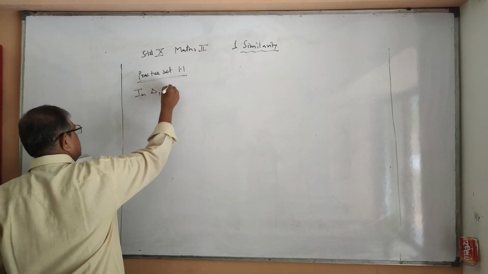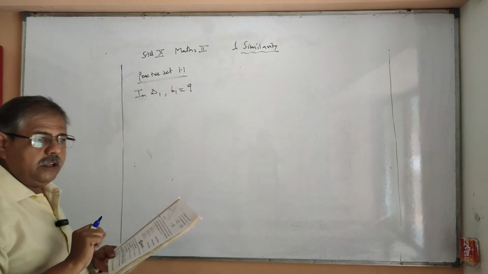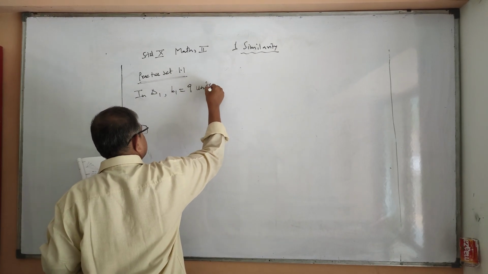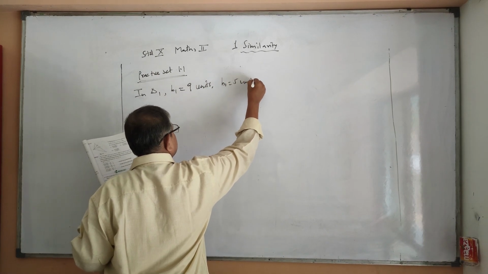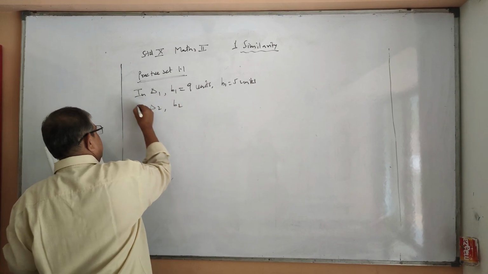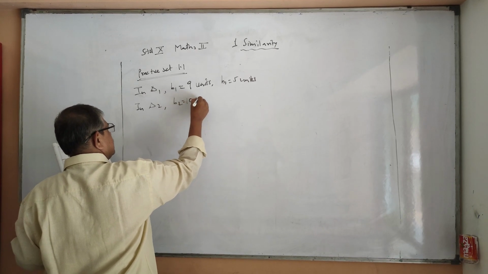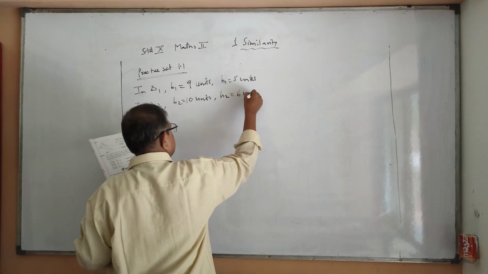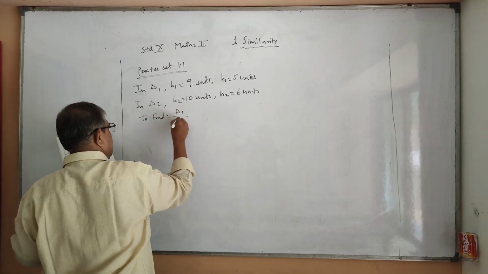So I can write this as: in triangle 1, B1 is equal to 9. Now see students, in the question they don't give any units, so we have to write in the exam as 9 units. Then height H1 is 5 units. In triangle 2, B2 is equal to 10 units. H2 is equal to 6 units. To find A1 upon A2.